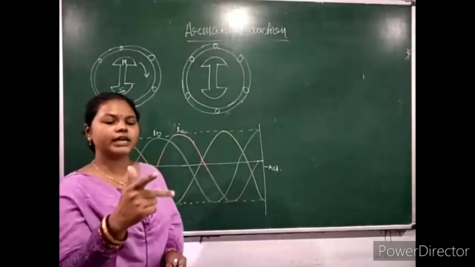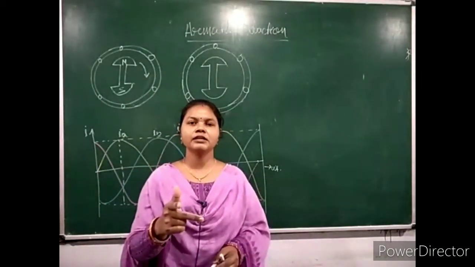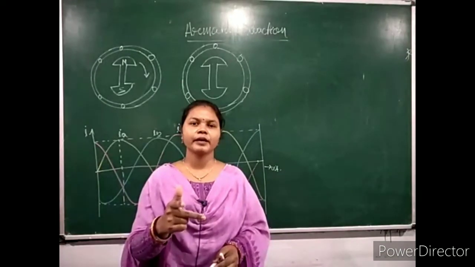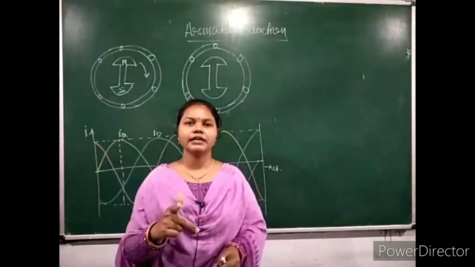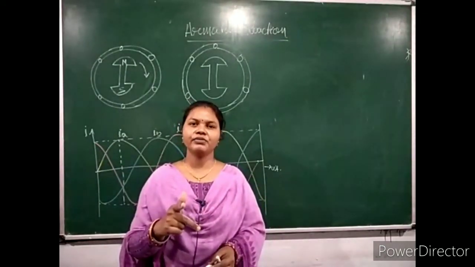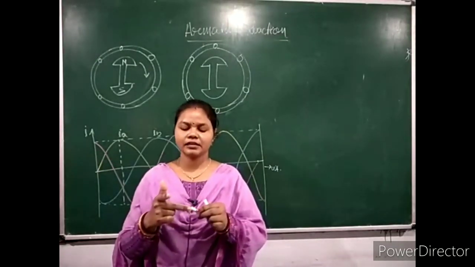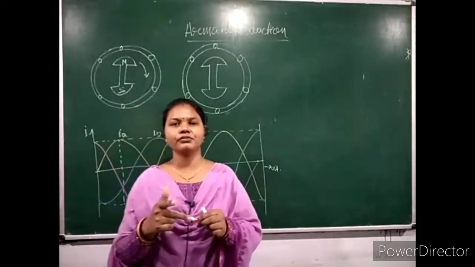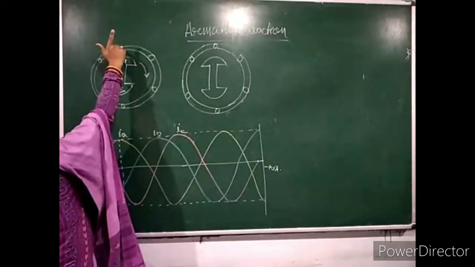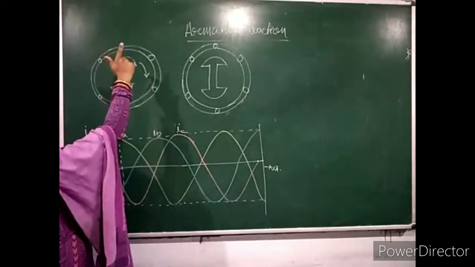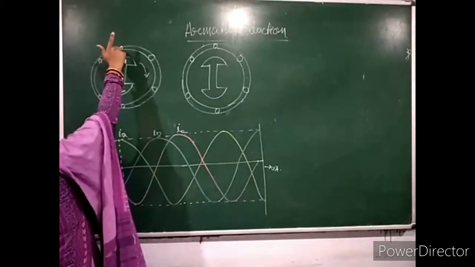whose direction is given by Fleming's right hand rule. It means if you stretch the thumb, forefinger and middle finger of the right hand, then the thumb shows the direction of motion, the forefinger shows the direction of magnetic field, and the middle finger shows the direction of EMF. If I put my right hand in this way, then my forefinger is inward.